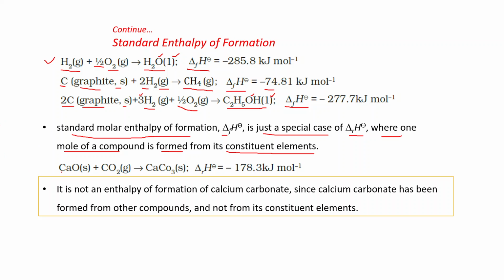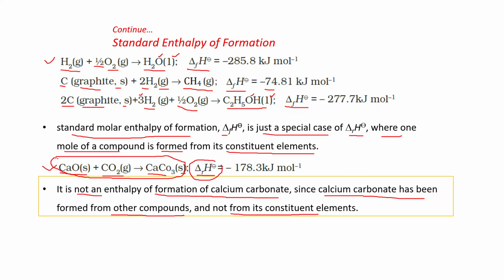Now take one more example. CaO solid plus CO2 gas converting into CaCO3 solid, and this is the standard enthalpy of reaction. Now the question is, can we consider this standard enthalpy of reaction for this reaction as a standard enthalpy of formation of calcium carbonate? No. Why? It is not an enthalpy of formation of calcium carbonate, since calcium carbonate has been formed from other compounds and not from its constituent elements. Is it clear? That's why this reaction does not represent the standard enthalpy of formation of calcium carbonate.